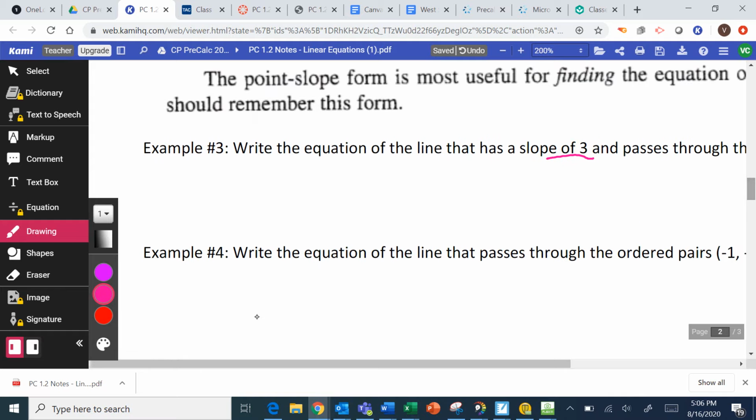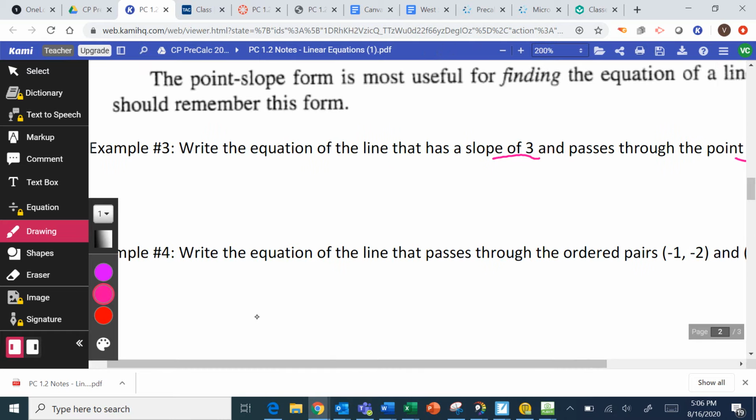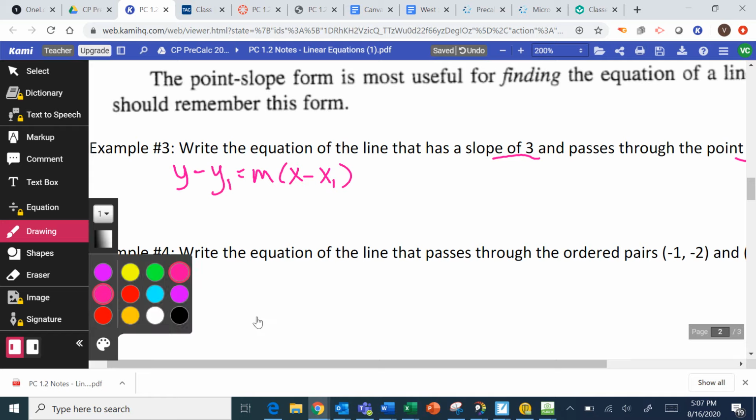So we are going to start with our point slope form. Y minus y1 equals m times x minus x1. You do not have to write the formula every time, but I highly recommend it until you have it memorized. If you write it every time, you're going to memorize it faster.